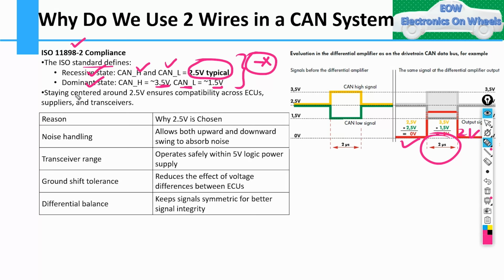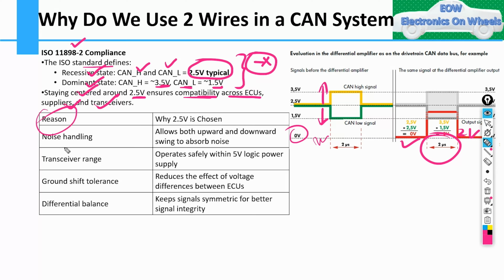So staying centered around the 2.5 volt ensures compatibility across the ECUs, suppliers and transceivers. I hope you got the point. If you keep any other value, not 2.5 volt, then what will happen? Suppose you are keeping 0 volt, then you will not have the headroom to go beyond this, right? But when you keep this value at 2.5 volt, then you can go up to 3.5, and you can go down to 1.5. I hope you understand.